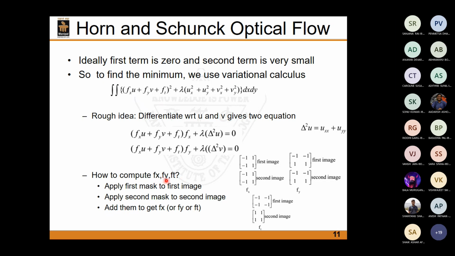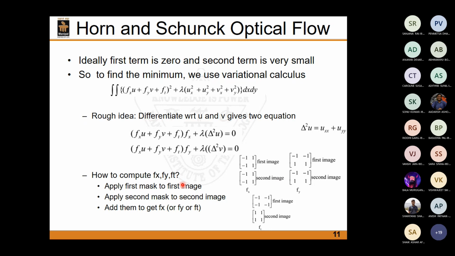Similarly, to find fy, we use the mask -1 -1 1 1. This mask is applied on the first image to get a gradient. Again, this is applied on the second image to get a gradient, and then we add them together to get fy. So for fx and fy, these are the masks which are used.